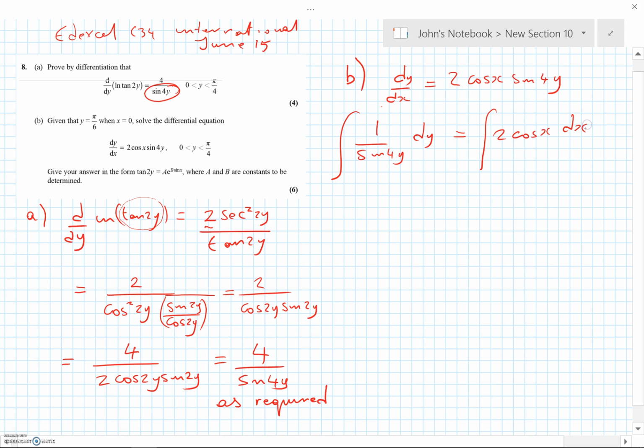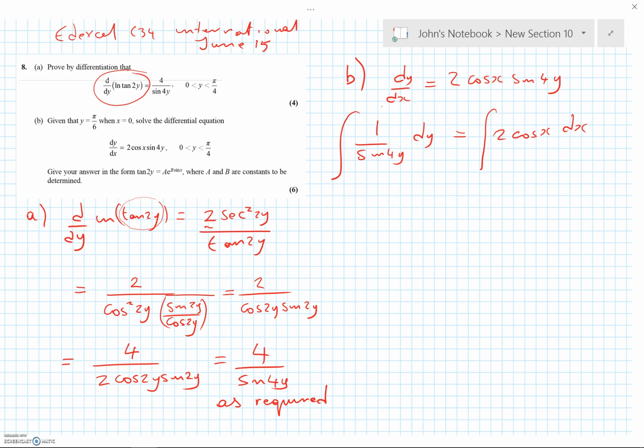dx. Now, 1 over sine 4y there is cosec 4y, and you can use the formula in the formula book to do that, because there's a formula for cosec 4y involving a ln, but we've got a much handier thing here, ln tangent 2y. We've been asked to show it, ln tan 2y, so we should be using that.